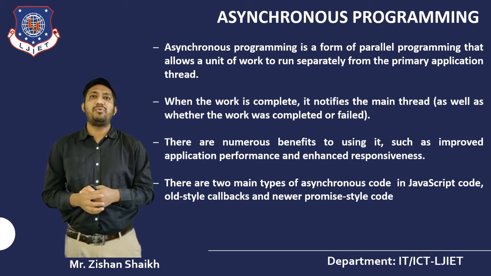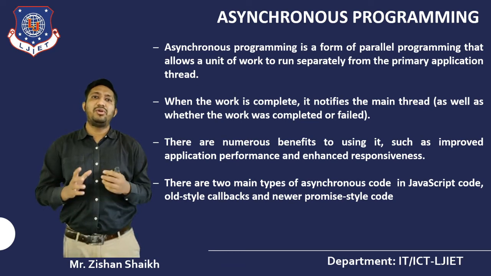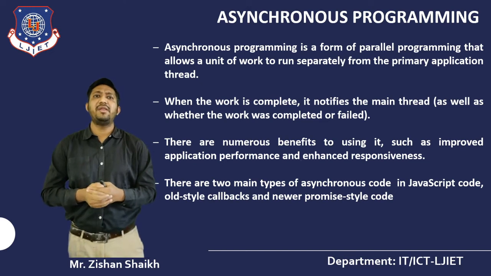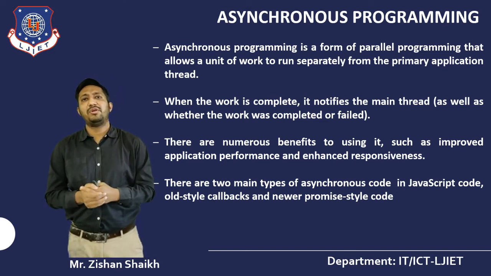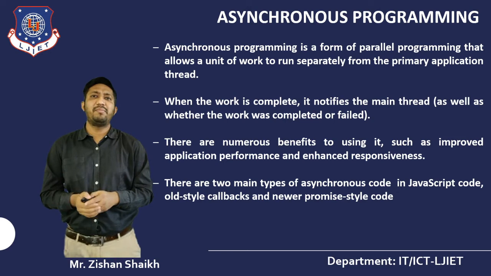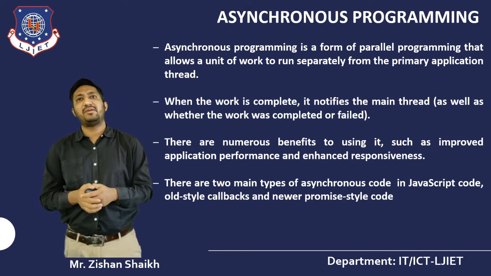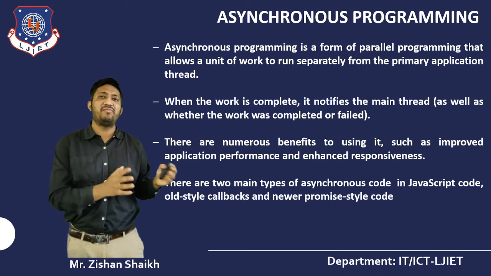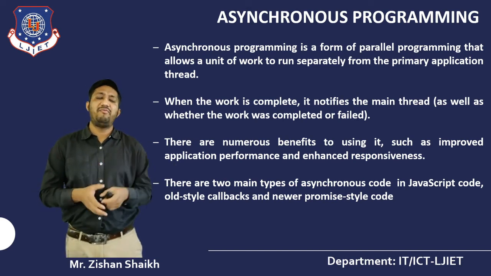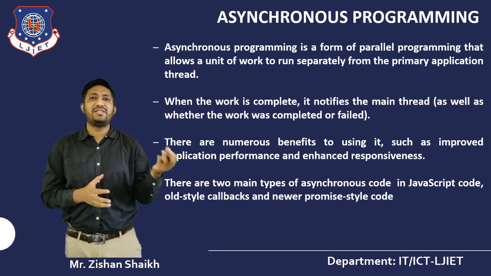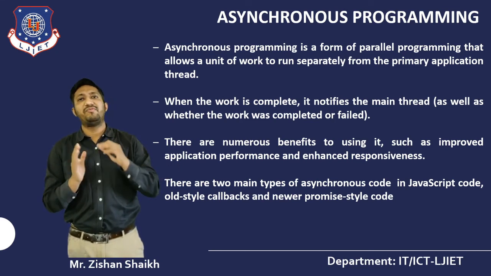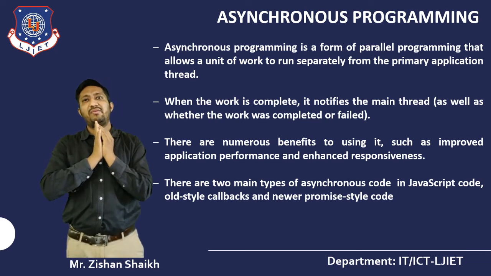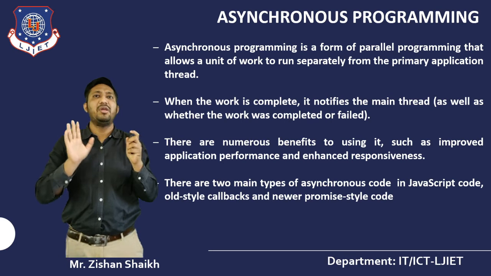When we talk about JavaScript, there are two types of asynchronous code: old-style callbacks and newer promise-style code. Old-style callbacks means we pass a parameter to the method, which determines how many threads are working. Promises work like threads as well. Suppose we are fetching something from a server: some function continuously monitors that, and from it we take the values and generate and display them in the browser.